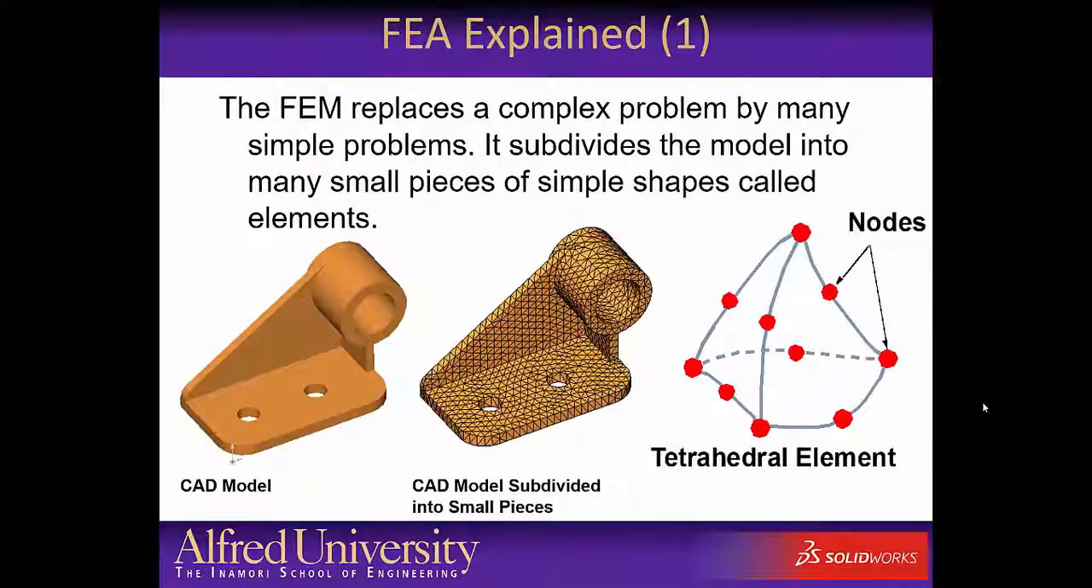The finite element method replaces a complex problem by many simple problems. It subdivides the model into many small pieces of simple shapes called elements. At the left, here you see a CAD model of a part with relatively complex geometry. In the middle, you see that this CAD model has been subdivided into small pieces using a process called meshing. In this case, the mesh creates a number of tetrahedral elements. Elements share common points with adjacent elements called nodes.